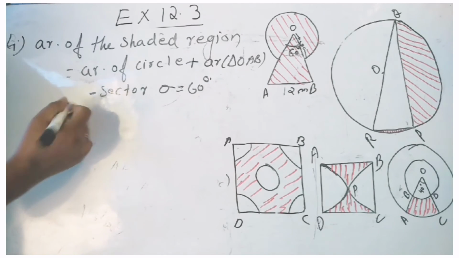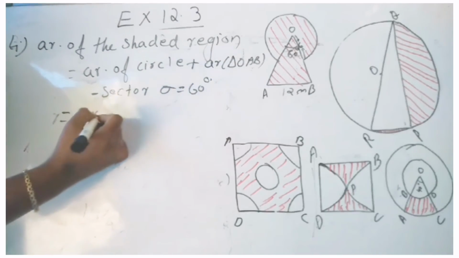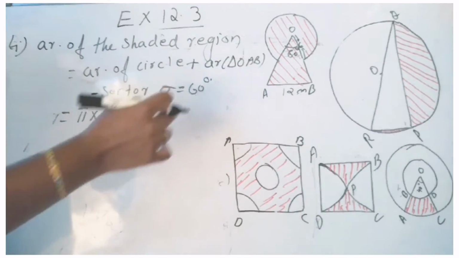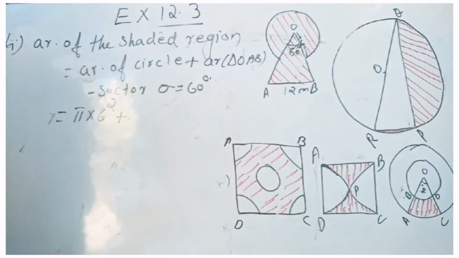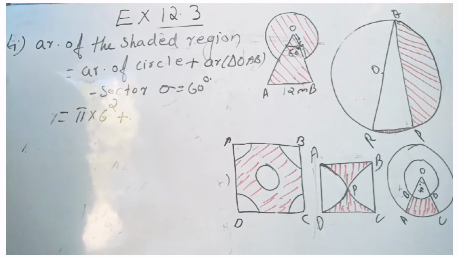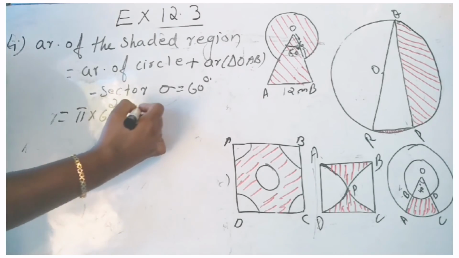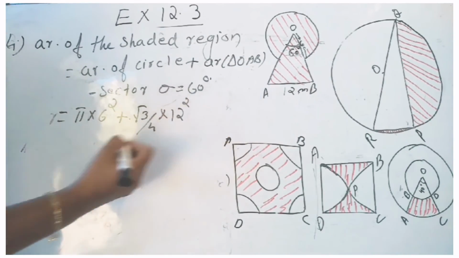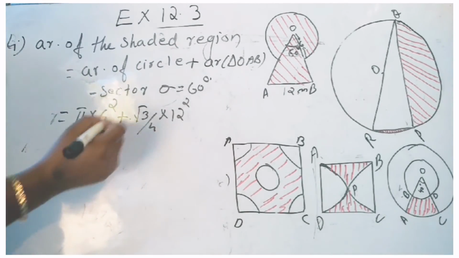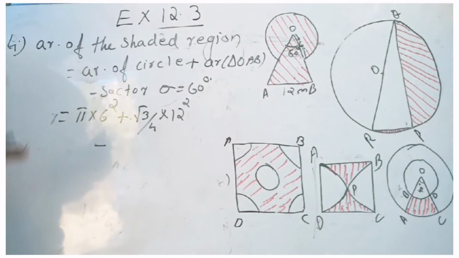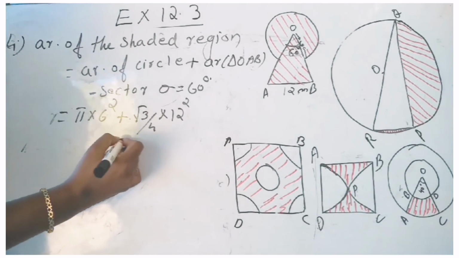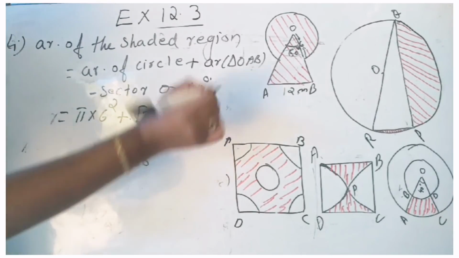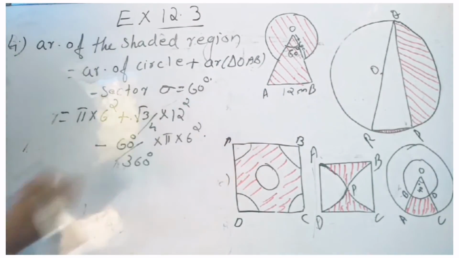Now area of the circle is pi r square. The radius is 6, so pi into 6 square plus area of triangle OAB. It is given that this triangle is an equilateral triangle, therefore the area of that triangle is √3 by 4 into side square, that is 12 square, minus sector area. The angle is 60 degree because that is an equilateral triangle. So 60 degree divided by 360 degree into pi r square, radius 6 square.